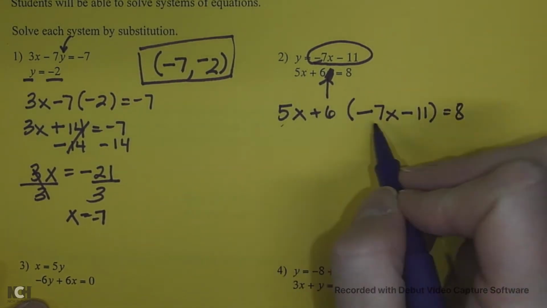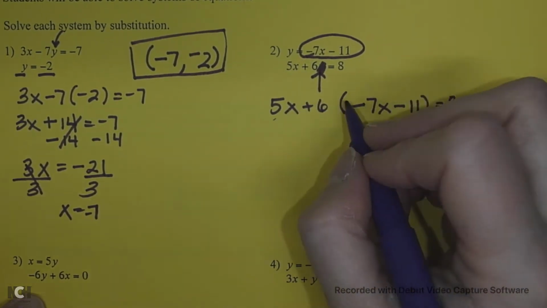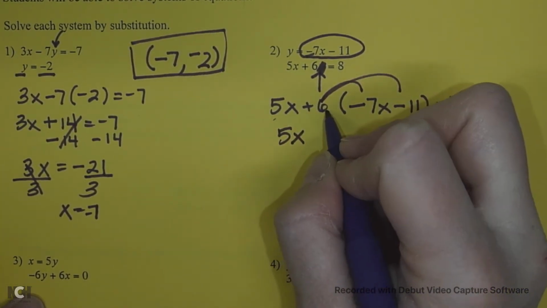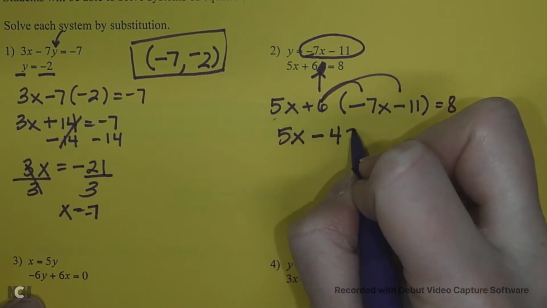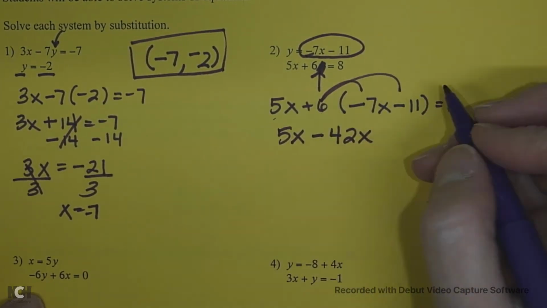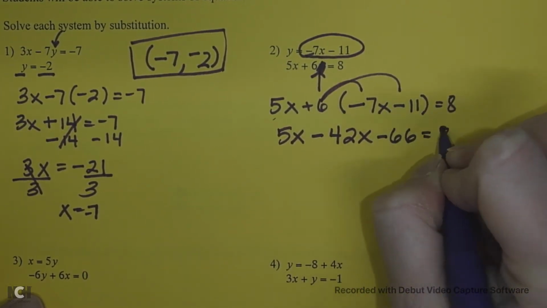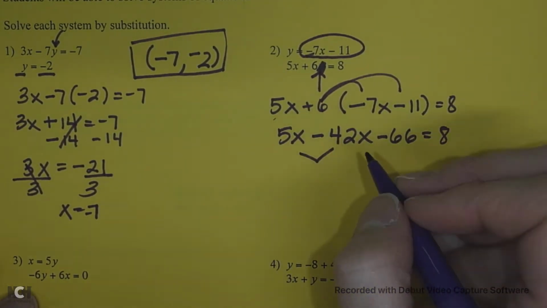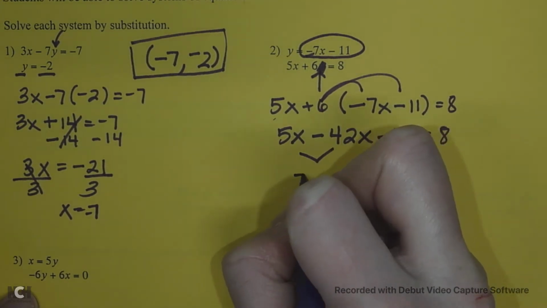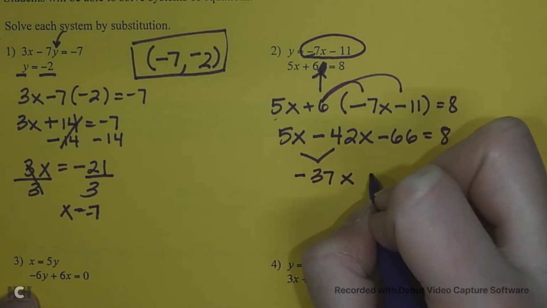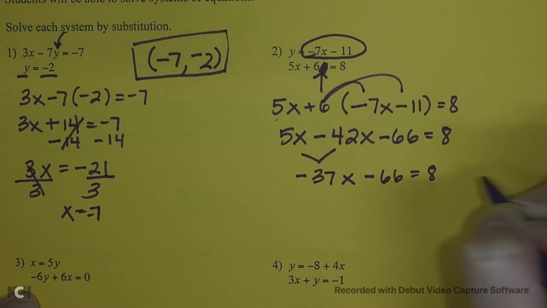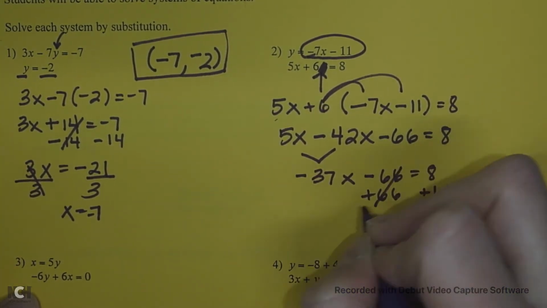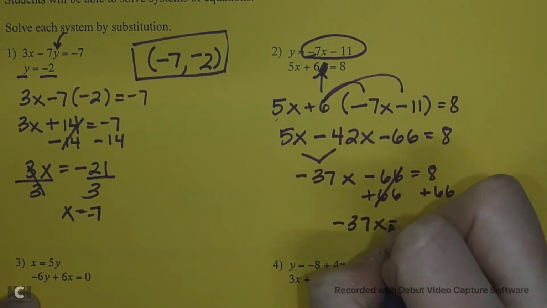So in order to get the x's together and by themselves, I need to distribute this 6 to start. So we have 5x, 6 times -7x is -42x, and 6 times -11 is -66. Combine our like terms, so 5 minus 42x is -37x, minus 66 equals 8. Now I have to add 66 on each side to get my variable by itself.